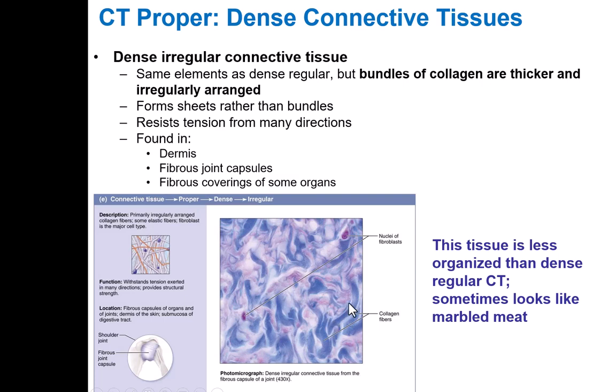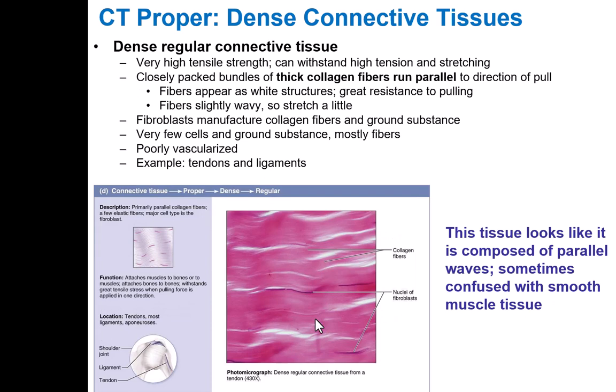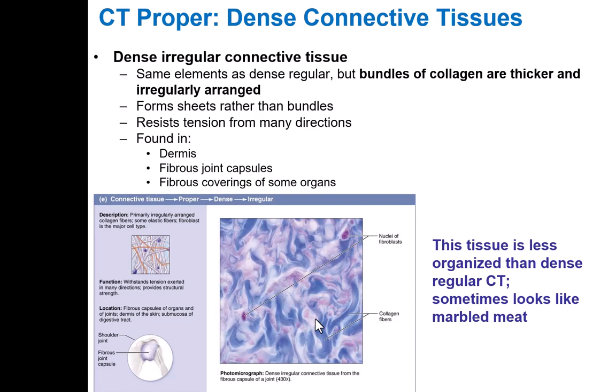And in this case, these collagen fibers are not really organized and stacked upon one another in a parallel fashion like we saw with dense regular connective tissue. Instead, these collagen fibers are going all over the place. You do see a few nuclei here. Those are fibroblast nuclei. That's what's creating the collagen fibers and other parts of the matrix.